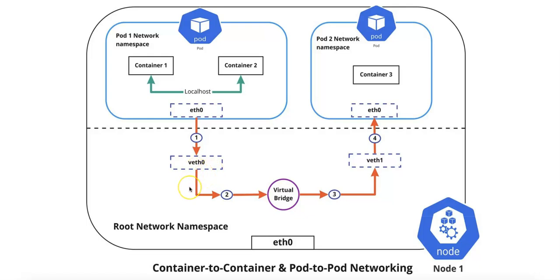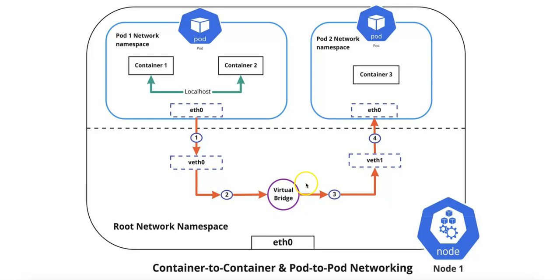And then step 2 is the virtual bridge routing. Once the traffic enters veth0, it traverses into the root network namespace of the node. And here the virtual bridge behaves similarly to a physical Ethernet switch. It inspects the packet's destination IP address and determines whether the packet needs to be forwarded to another pod on the same node or somewhere else. And the bridge maintains a forwarding table, much like a switch would do in a physical network.